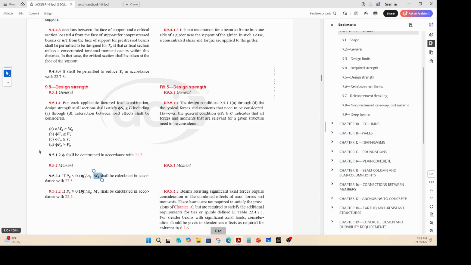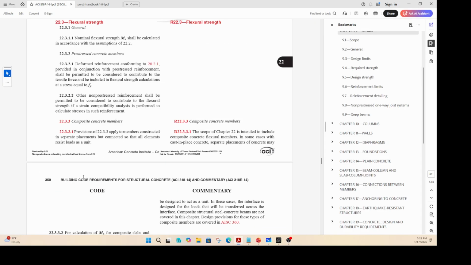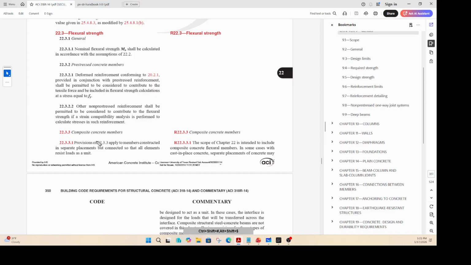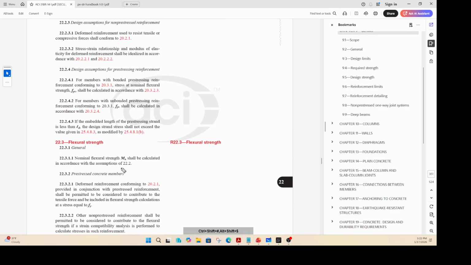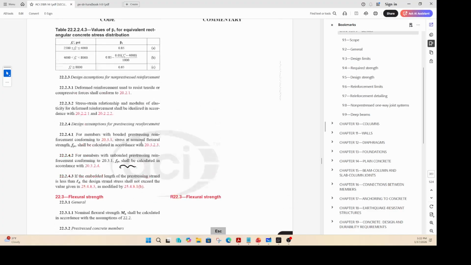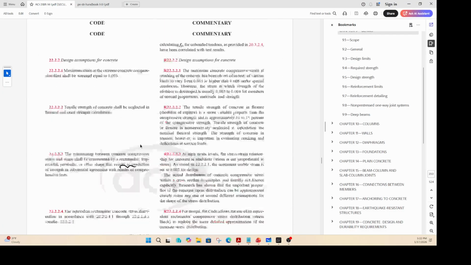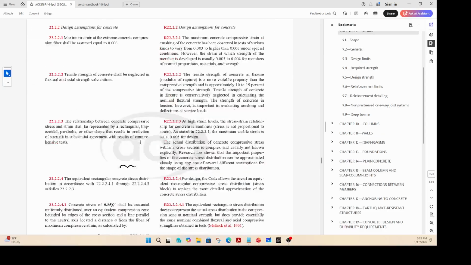So let's quickly go to the section and see if there is any useful information. So nominal flexural strength, Mn, right? How do you calculate that? It says you have to go to this section. So this is where it will take you into loops. Now you have to go to 22.2, and if you go to 22.2, you will see that there are no equations to calculate your nominal strength. Okay.